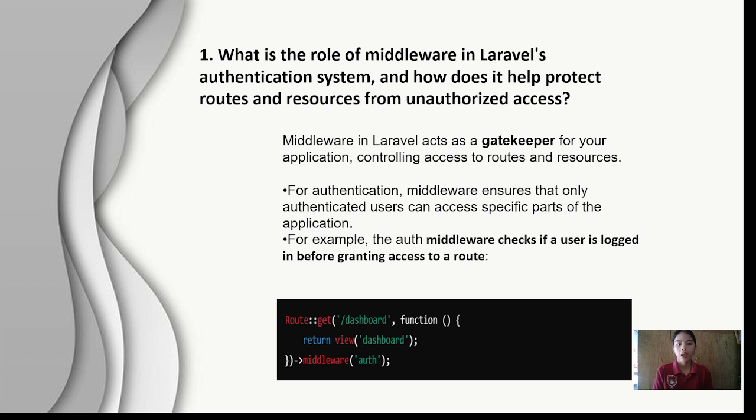Middleware in Laravel acts as a gatekeeper for your application, controlling access to routes and resources. For authentication, middleware ensures that only authenticated users can access specific parts of the application. For example, the auth middleware checks if a user is logged in before granting access to a route.